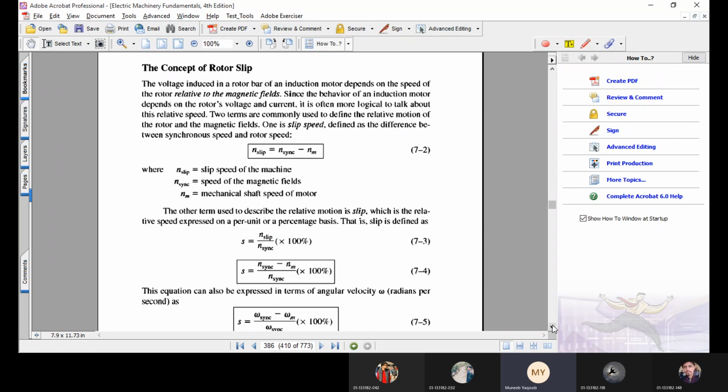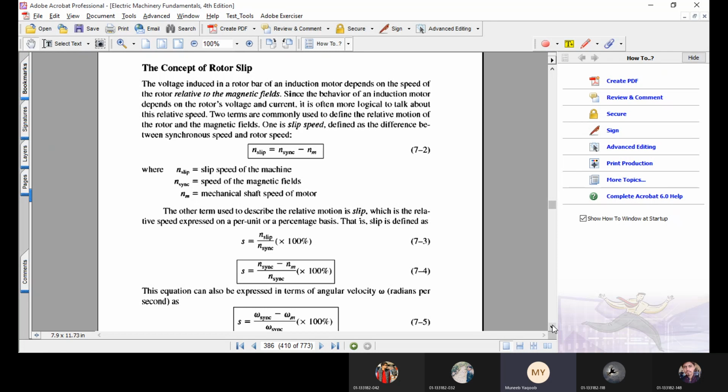Now coming to the second parameter, which is slip. Slip is basically the ratio of slip speed with synchronous speed multiplied by 100%. So obviously, slip is basically a percentage quantity. So its maximum value is 1 and its minimum value is 0, just like the probability, where the maximum probability could be 1 and the minimum probability could be 0.